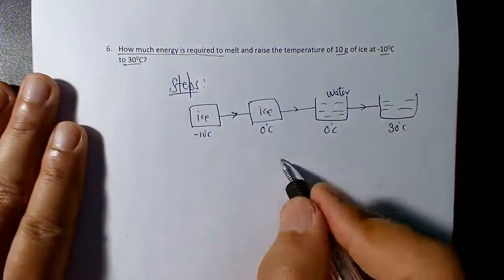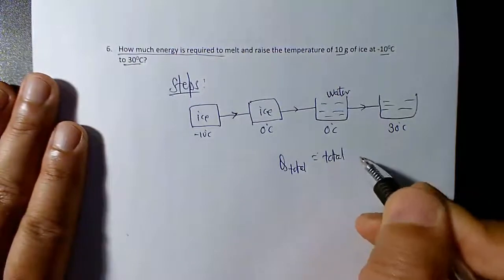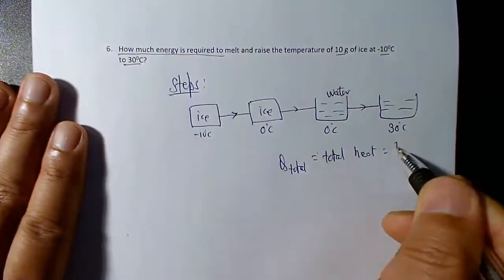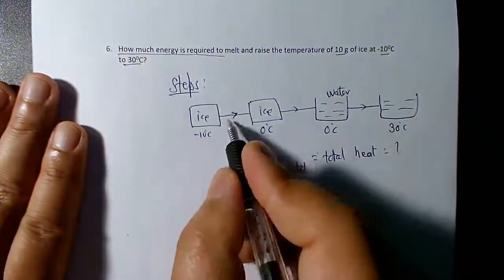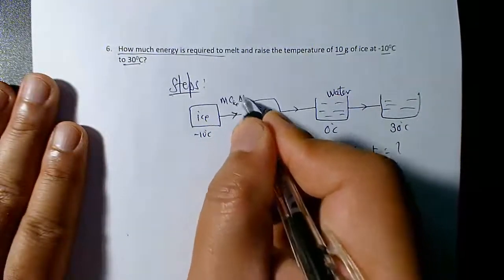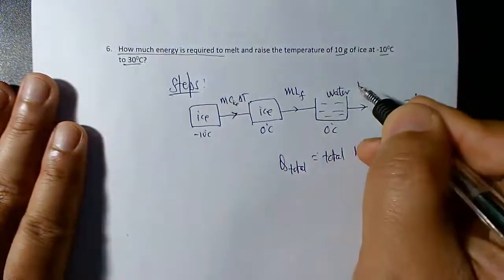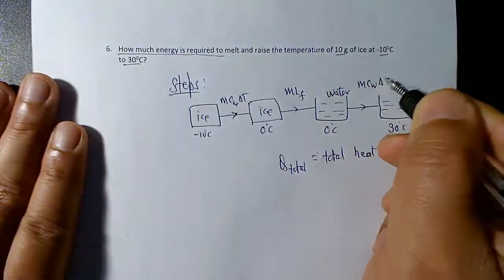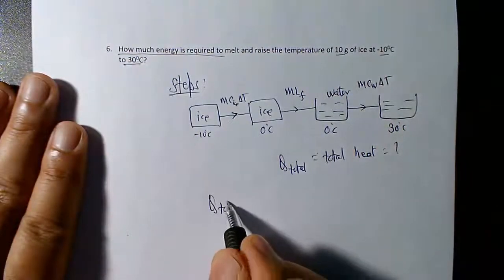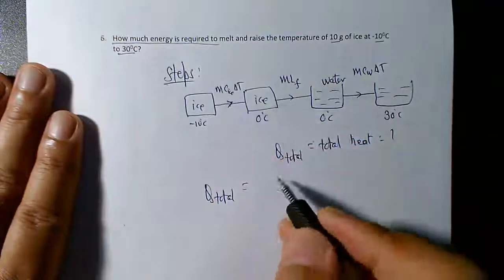So it's actually how much total heat will be required during this process to do this. From here to here you use m c of ice delta T. From here to here you use m L again. From here to here you use again m c of water delta T. That's it. So total heat required is, just sum them all up.